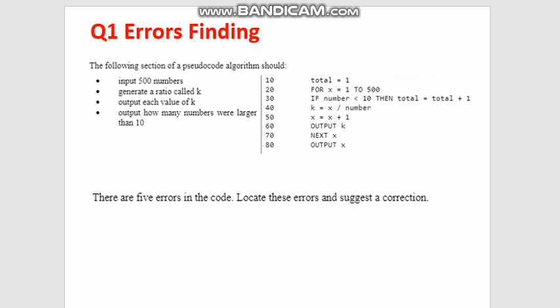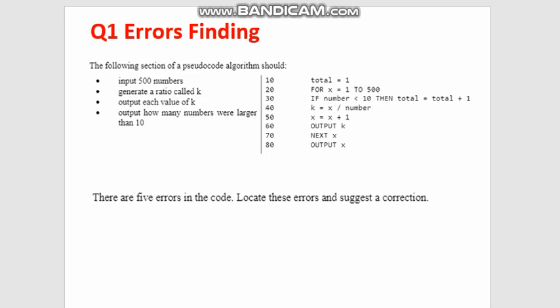Error finding. It is a very important topic. Can you guess what the errors in it are? There are 5 errors in this code. Input 500 numbers, so the loop must start from 1 to 500. It's fine. Then generate a ratio called k. So there is an error before that. In the first line, the total must be equal to 0.